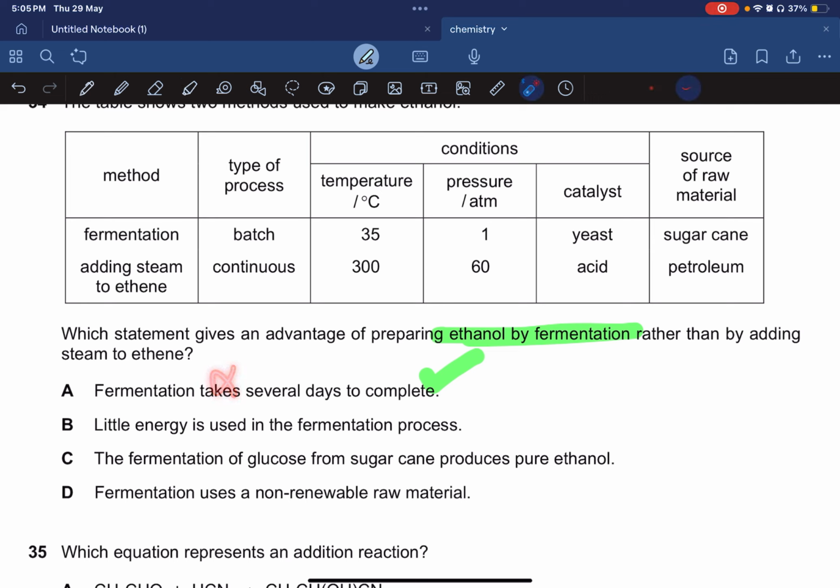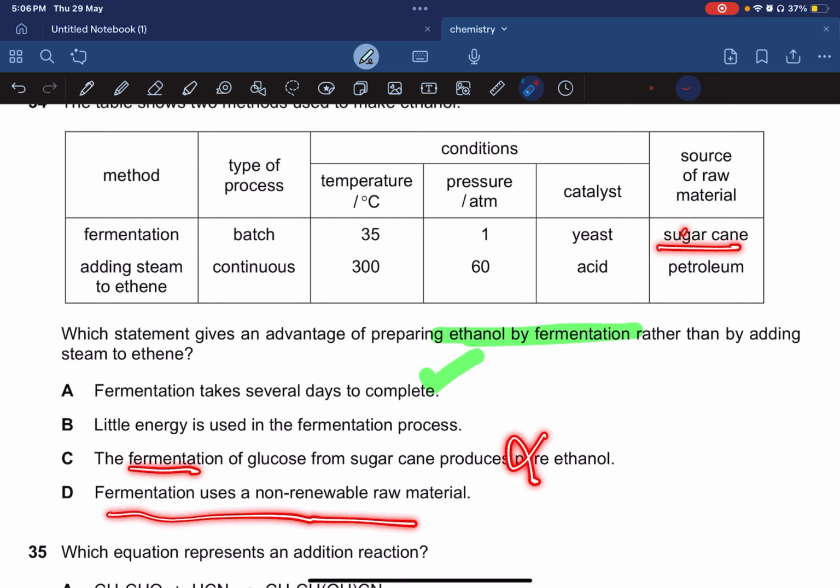We need an advantage. Little energy is used in fermentation. Okay, that's an advantage because look, the temperature over here is only 35, but for catalytic addition of steam to ethene, it needs 300 degrees Celsius. That's a high temperature. Next, the fermentation of glucose from sugar cane produces pure ethanol. That's incorrect. It is not pure. The ethanol is mixed with water, and then you have to do fractional distillation of the water and ethanol, and it has aqueous glucose in it as well. So this one's incorrect.